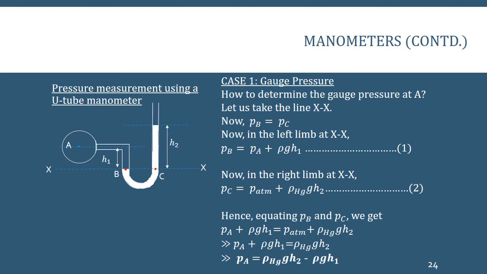What I did was I took a horizontal line at the interface between the fluids and took 2 points in the left limb and the right limb, found out the pressures individually and equated them. This is the concept that is actually used in finding out the pressure using a U-tube manometer. If you understand the concept right, you can do any problem on U-tube manometer.